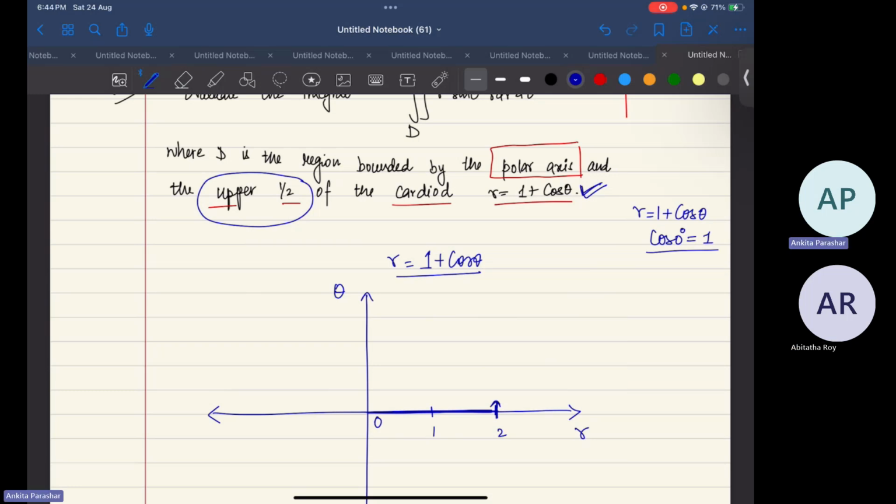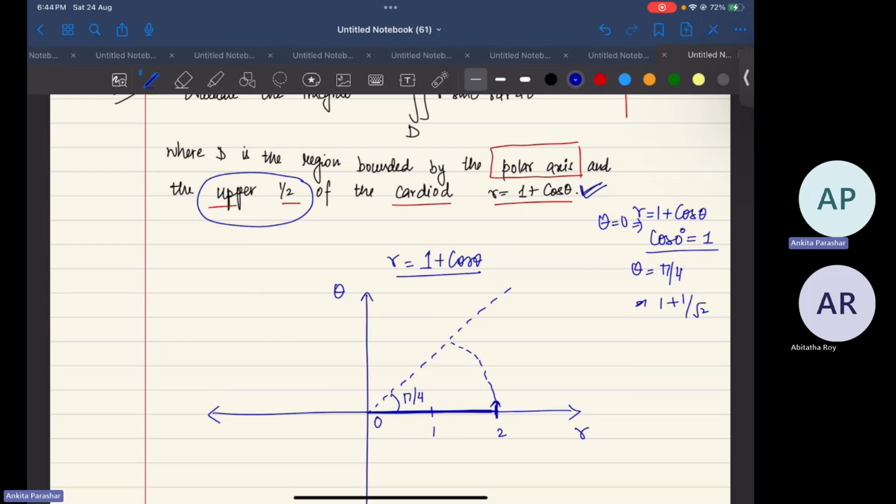At theta equal to pi by 4, can you tell me the value? 1 plus 1 by root 2. Is it more or less than root 2? It's less than 2 clearly. Since pi by 4 is exactly half of this angle, the value is less than that. So it looks like the graph should be like this. Are you following? Something like this.